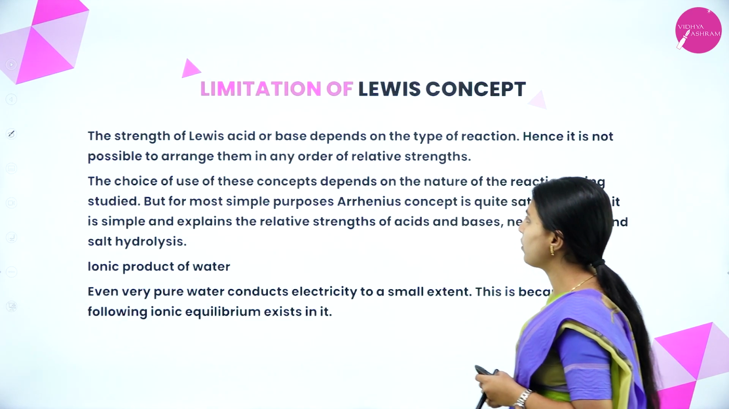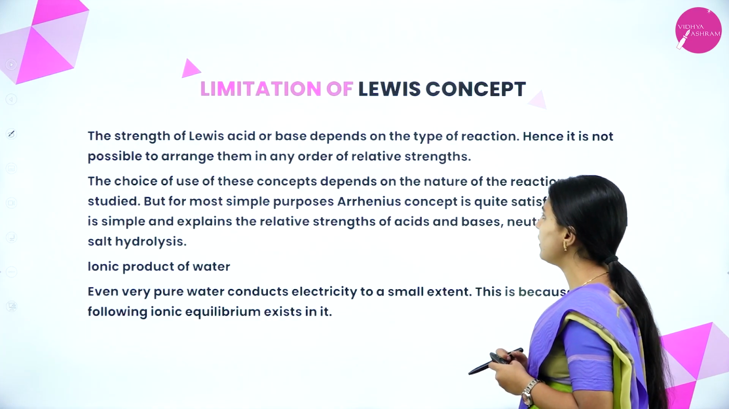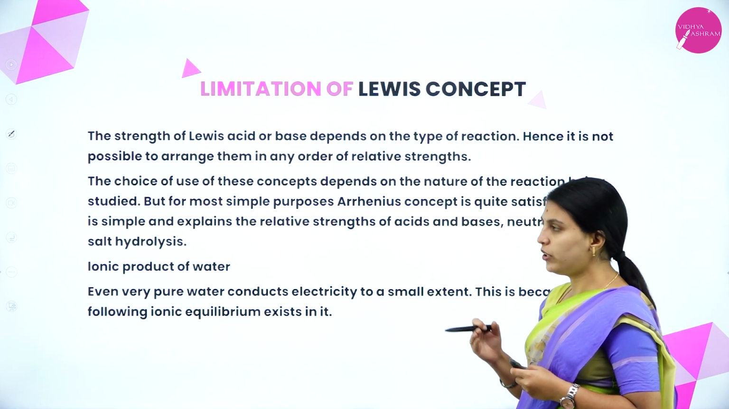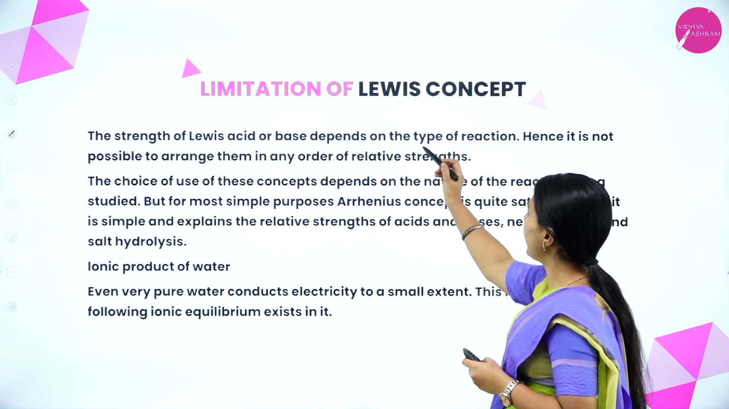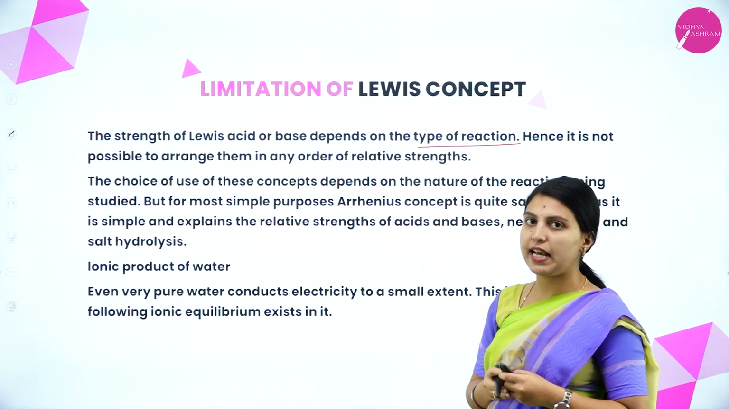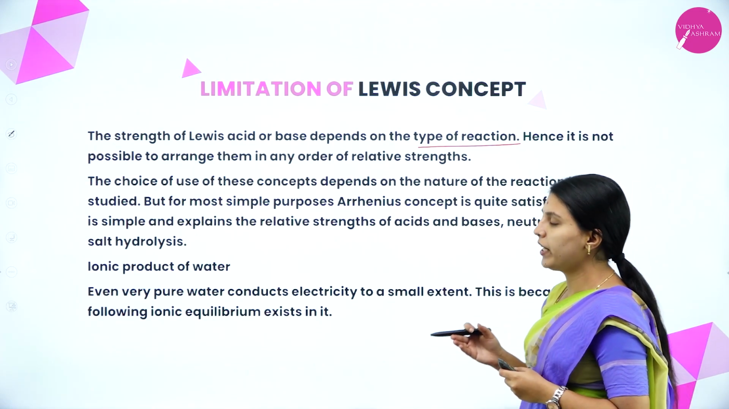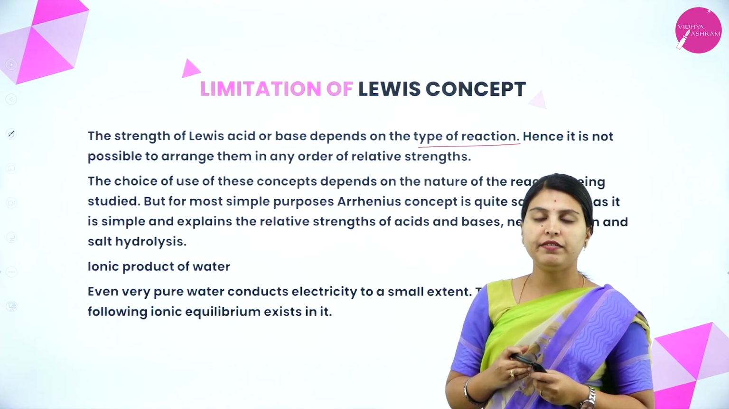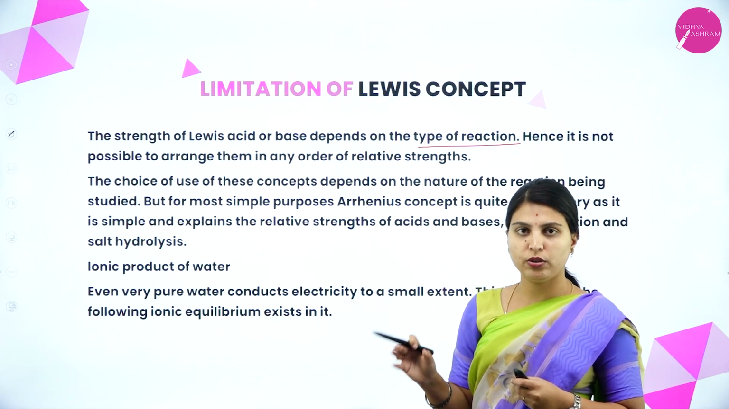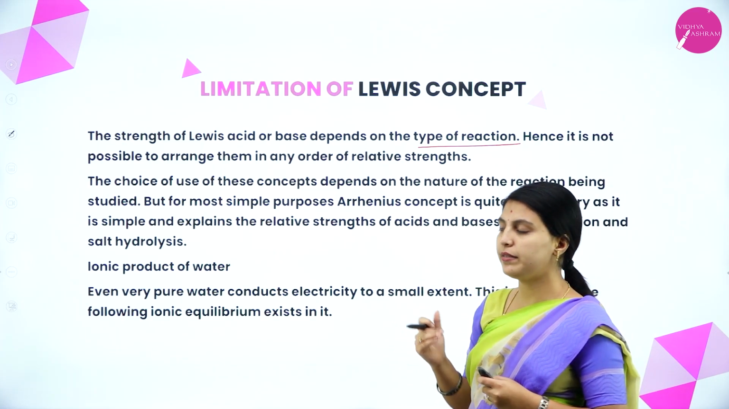Next, the limitation of the Lewis concept. The strength of a Lewis acid or base depends on the type of reaction. Hence, it is not possible to arrange them in any order of relative strength. On the basis of the type of reaction, the strength of the Lewis acid and Lewis base will be considered. We have seen many Lewis acids and many Lewis bases, but we cannot arrange those molecules in any order. So you cannot understand the relative strength of a Lewis acid and Lewis base.